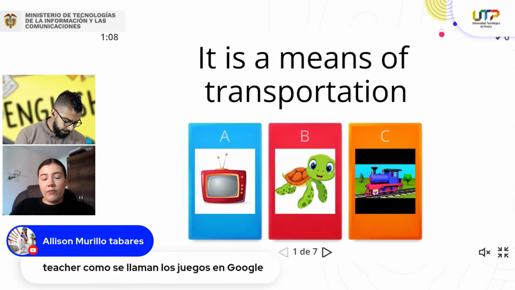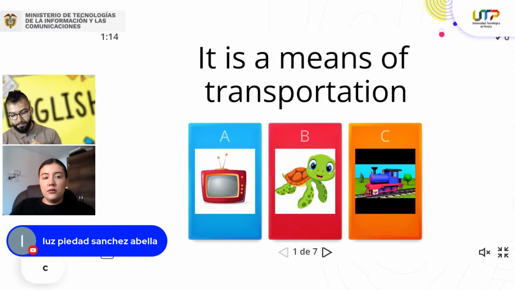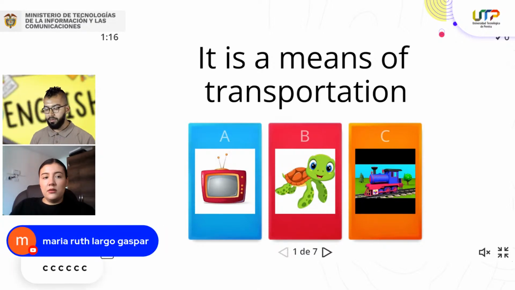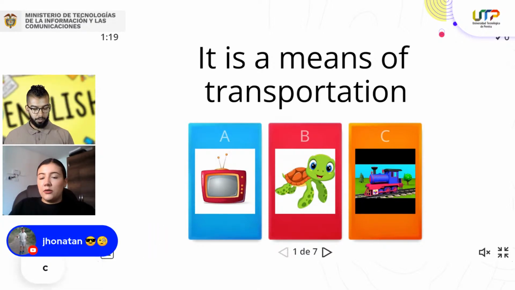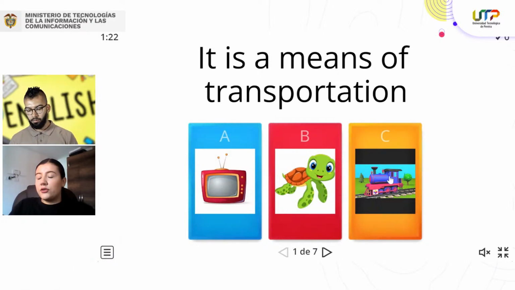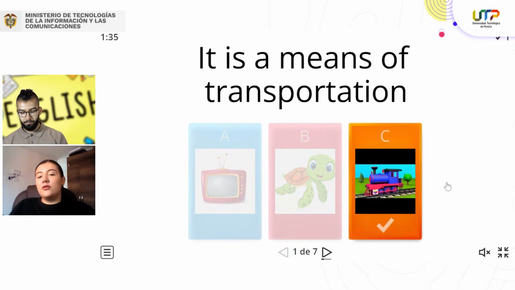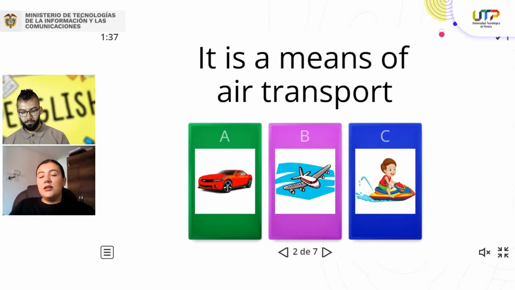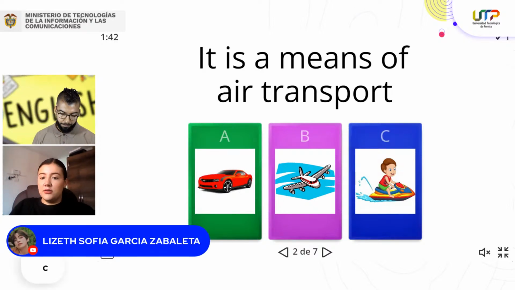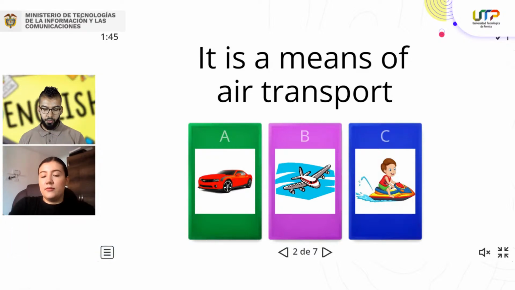Entonces por acá tenemos en el chat, it is a means of transportation. Who were the first 2 or 3 students to answer this question, teacher? Okay, teacher Brian. So let me tell you that the first students to answer were Maria Ruth Largo, and another one whose name I don't remember. She says, Valentina, I think. Valentina says C. Javier Alejandro, C. And Jonathan, C. Those were the first 3 students, but we also got some others, right? Perfect. Let's continue with number 2.